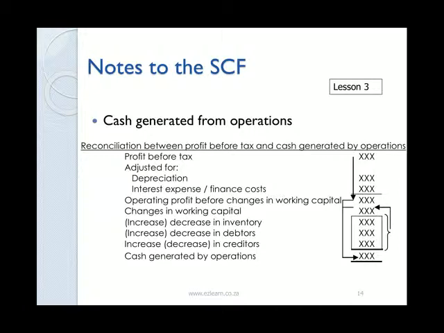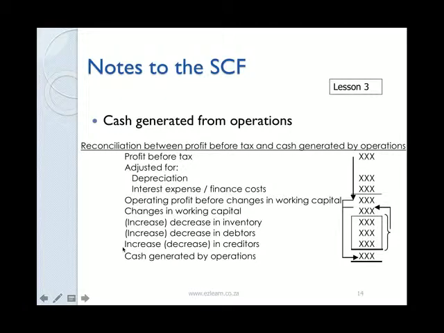However, creditors does exactly the opposite. Think about it like this. If you pay your creditors, you would be paying money out, and therefore a decrease in creditors is shown as an outflow of cash, whereas if creditors increase, it means that in effect we are receiving money because they are financing something that we are doing.